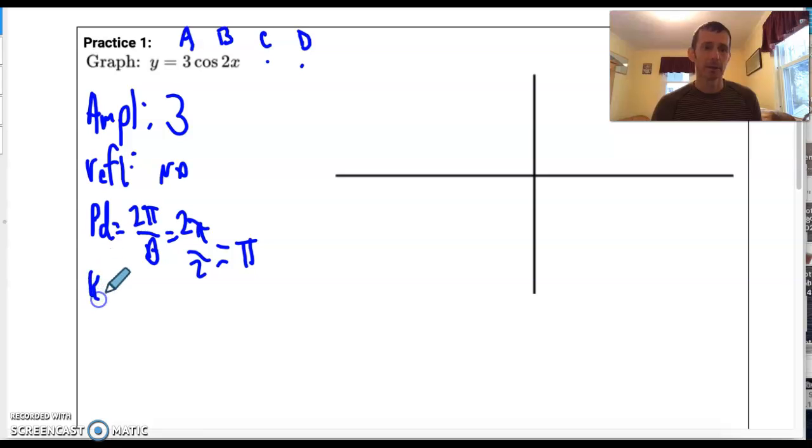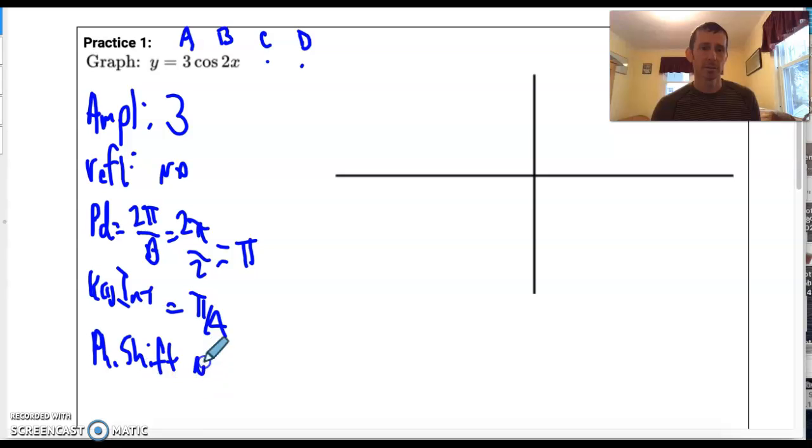And then my key intervals are always whatever my period is divided by 4. So pi divided by 4 are my key intervals. And then phase shift would be C, and there is no phase shift on this one. And my midline shift is D, and there is no midline shift on this either.